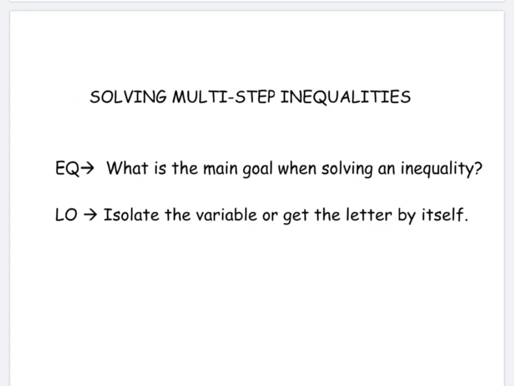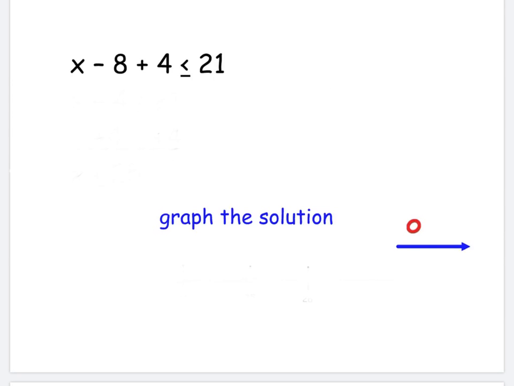This lesson is going to be looking at solving multi-step inequalities. So this, again, solve just like equations do. So if you look on the left-hand side of the inequality symbol, we have multiple things going on. So the first thing we want to do is look if we can simplify any of it before we start isolating the variable. So I have x minus 8 plus 4 is less than or equal to 21.